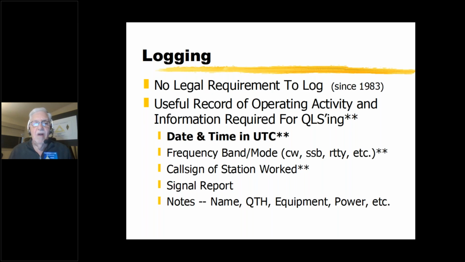So you want to have a log in which you include the date and time in UTC of the contact, the frequency band, and the mode, CW, RTTY, etc. The call sign of the station worked. And the signal report is often helpful. In a log, you can put in notes. You can put the name of the station you worked, where he or she is located, the equipment he was using, you were using. That kind of thing is useful to keep in a station log.